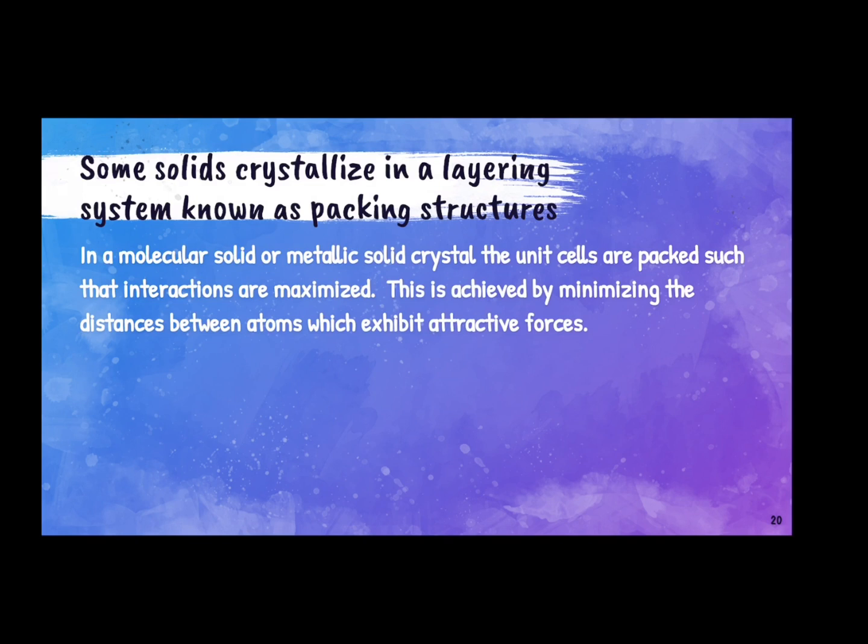Some solids crystallize in a layering system, which is called packing structures. In a molecular solid or metallic solid, the unit cells are packed so that the interactions are maximized. This is achieved by minimizing the distances between atoms which exhibit attractive forces. So the whole point of a unit cell is to get the atoms as close together as possible. Kind of like if you had a box and you filled it with ping pong balls, the ping pong balls would move a little bit so that they would pack down as much as possible.